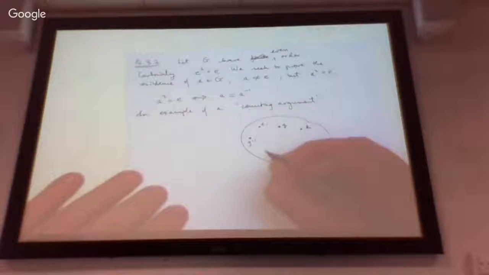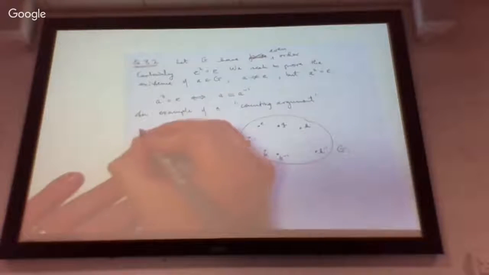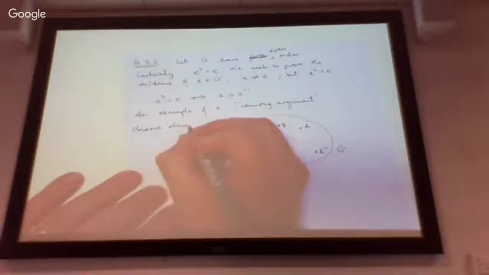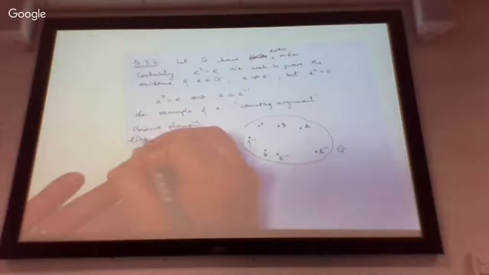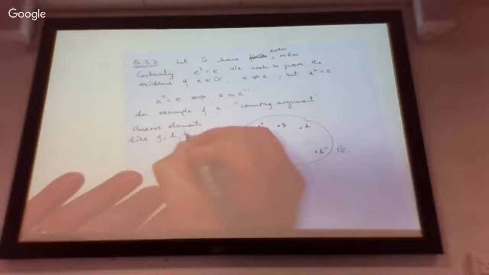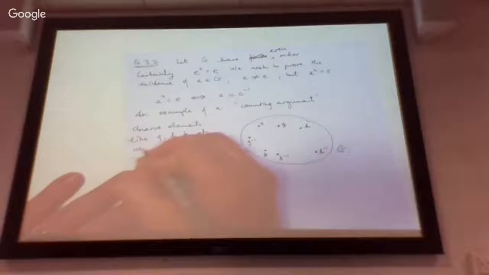And I can keep listing these elements. Say there's a K here. Somewhere else there'll be a different element, K inverse. So we can observe elements like G, H, K, etc., which are not their own inverses.